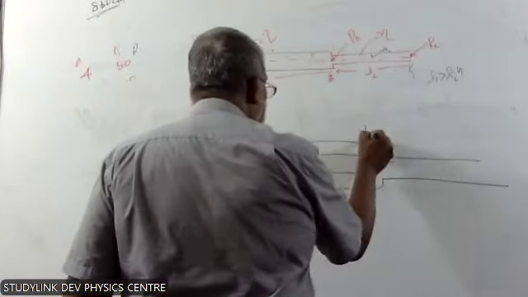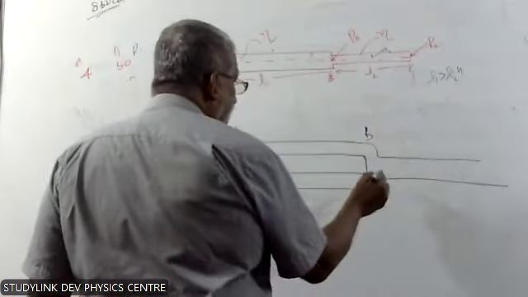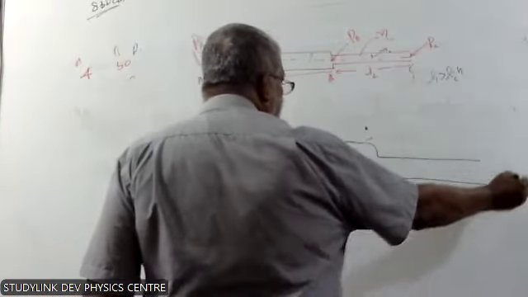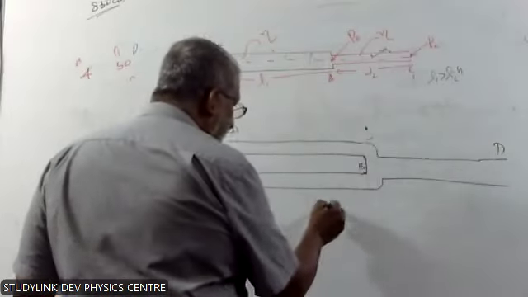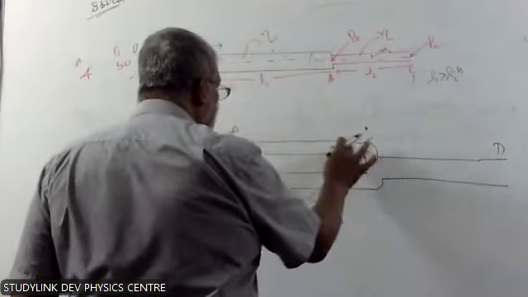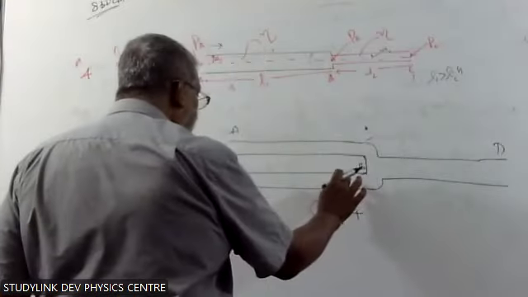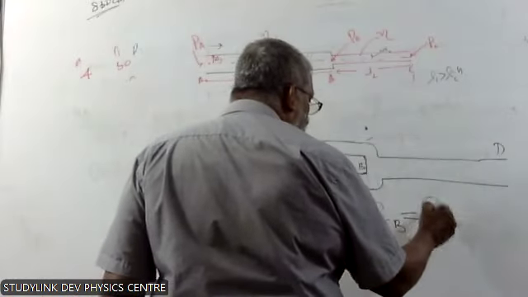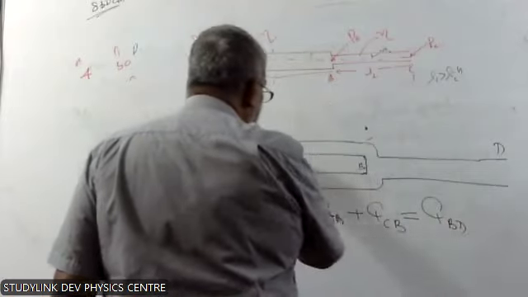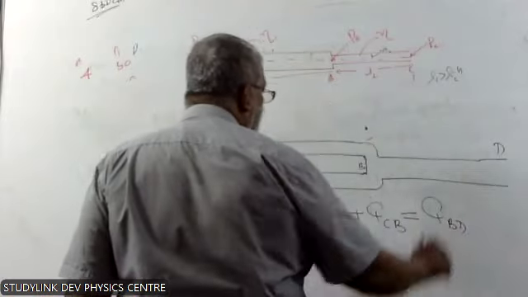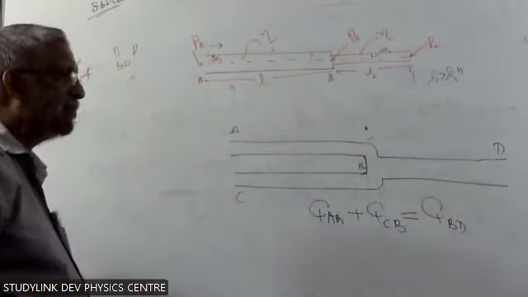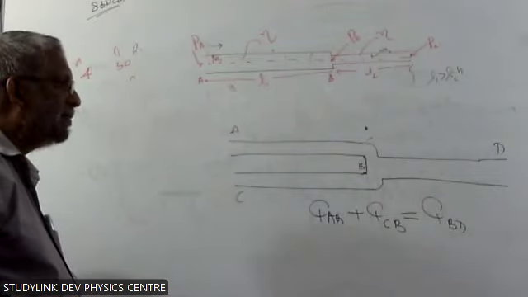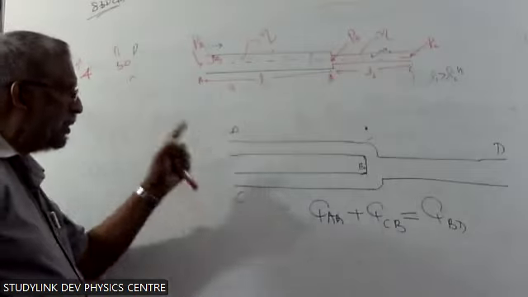This is A, this is B, maybe A, B, we'll consider this is B. This is C, this is D. Then QAB, the rate through this, plus the rate of flow through QCB is equal to QBD. This rate plus this rate is equal to this. You have to mark the pressures according to the given way.